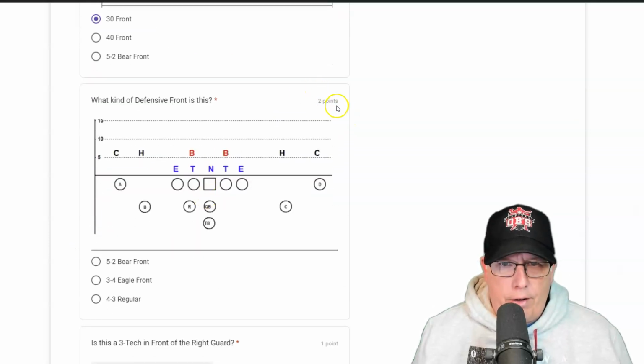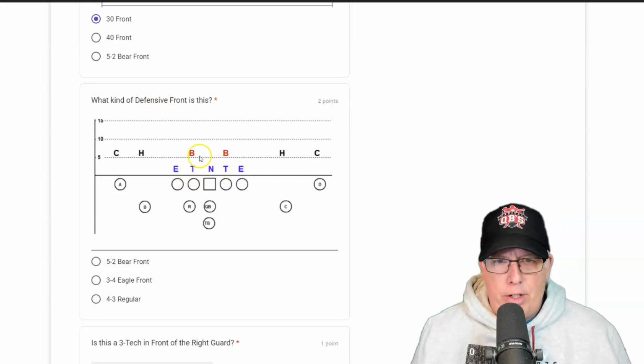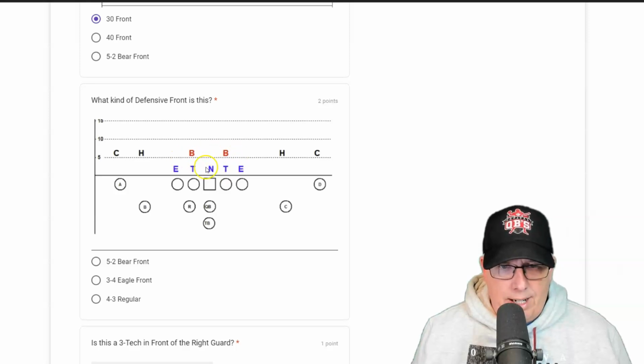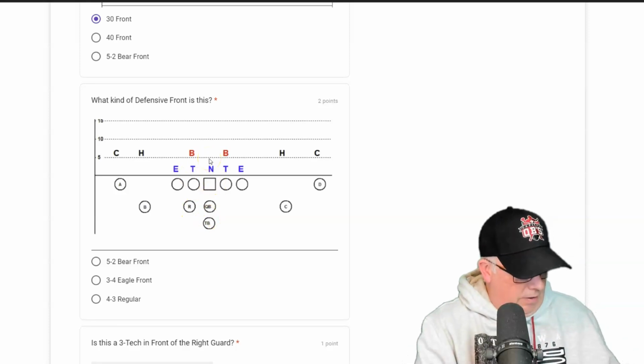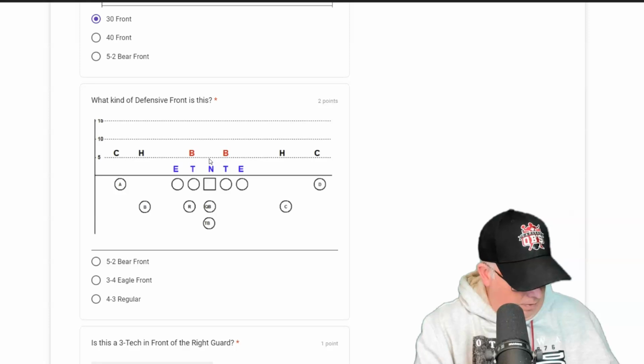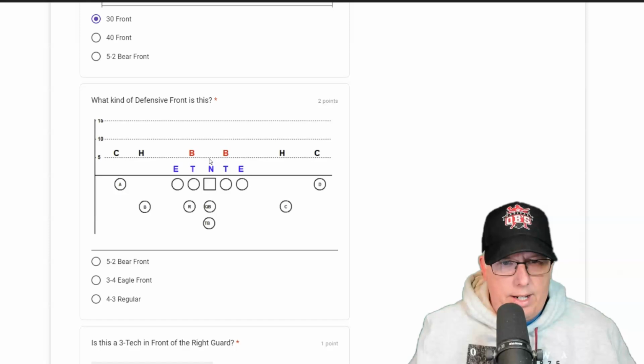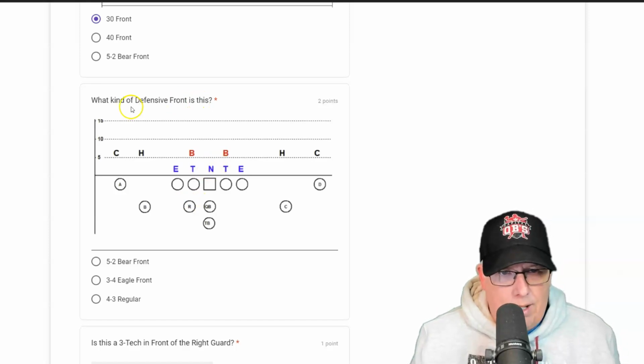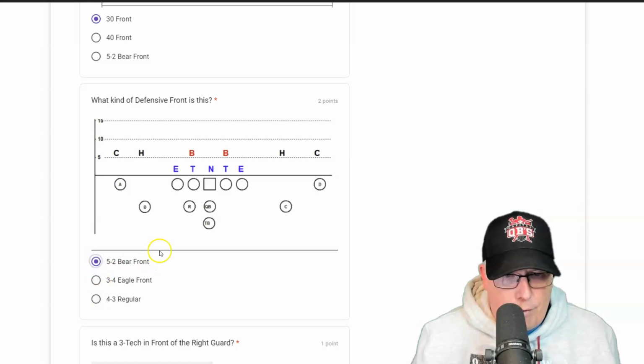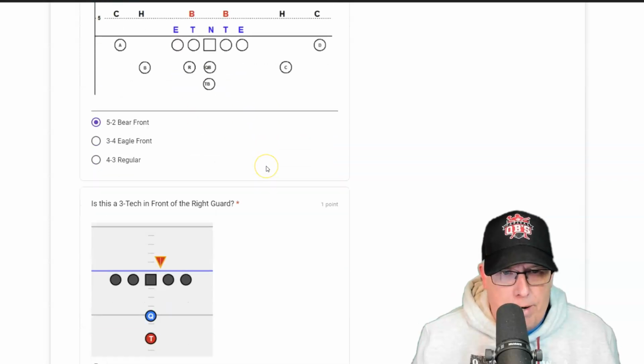Over here for another 2 points, what kind of defensive front is this? So now I got 5 down linemen, 2 linebackers. And the reason I got 7 in the box is because I got a fullback right here, right? Fullback, tailback, so that's why we do have 7 in the box. And so what kind of defensive front is this? I'm going to see: is it a 52 bear, a 34 eagle, or 43 regular? I'm going to go 52 bear front, right? You got a 50 front, so a bear front.